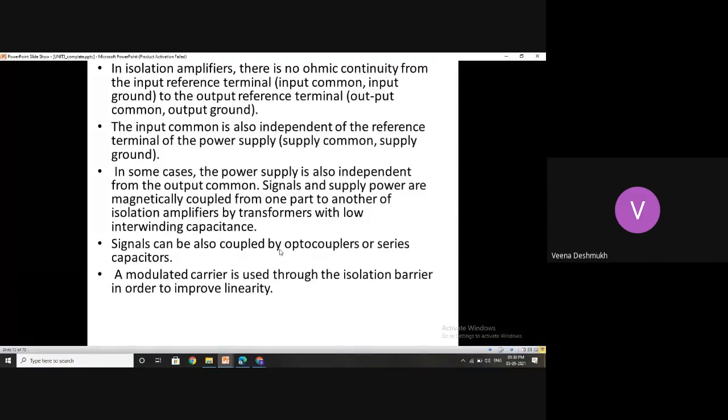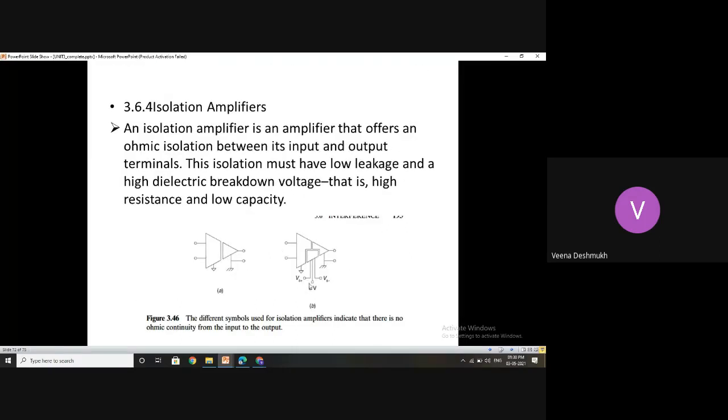In some cases, the power supply is also independent from the output common. So in the second diagram, here you can see the isolation part. You can see the reference voltages which are used, 0 volt and plus and minus. These voltage terminals are also separate.